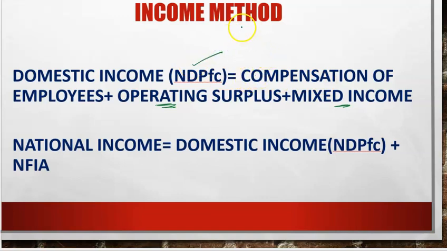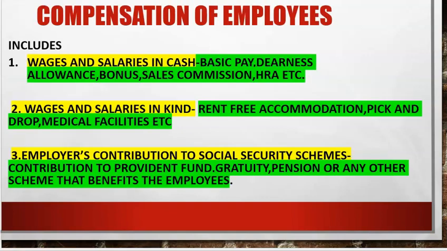So income method में पहली चीज क्या आती है हमेशा NDPfc. 3 चीजों को ऐड करके, we have to add 3 things: COE, OS and mixed income. So when we have to calculate NNPfc, that is national income, then only one step ahead we need to go, that is NDPfc plus NFIA will give you national income. So let us see what COE, OS and mixed income stand for.